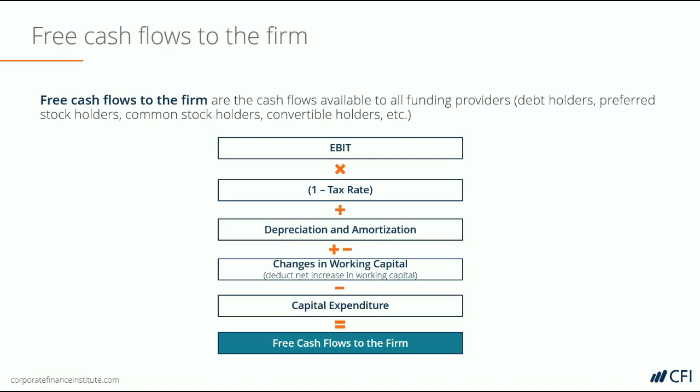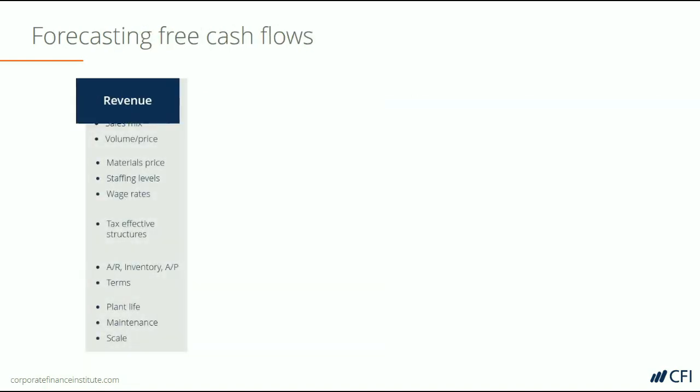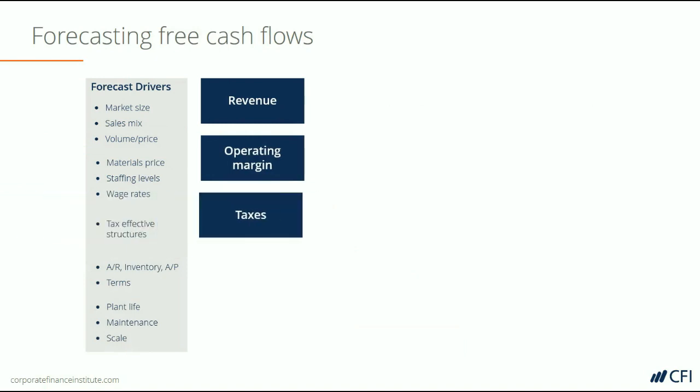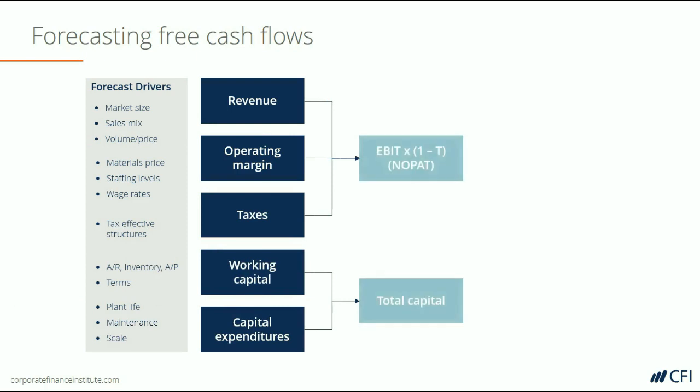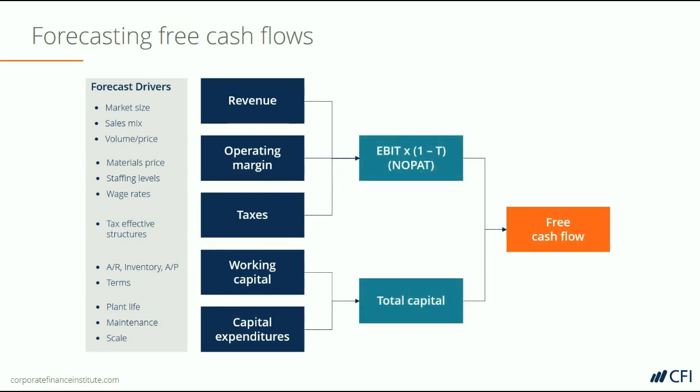Now let's look at a diagram to see what the drivers of free cash flow are. So here are some drivers, and you can see that revenue, margins, taxes, working capital, and CapEx all combine to give us two components that then result in the free cash flow to the firm. So EBIT times 1 minus the tax rate gives us net operating profit after taxes as we just reviewed, and then we adjust for working capital and capital expenditures, which results in cash flow.